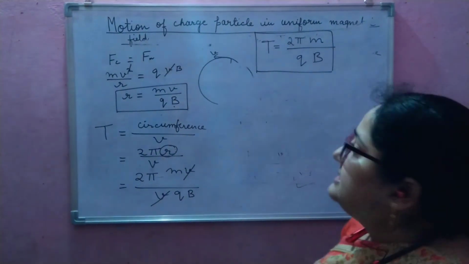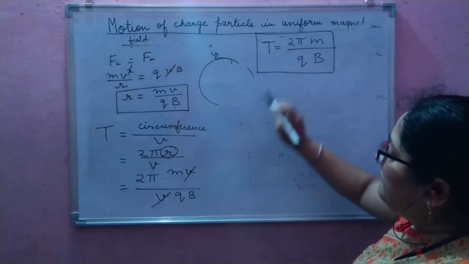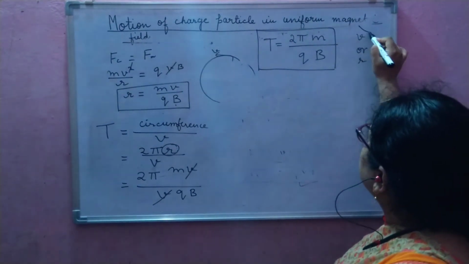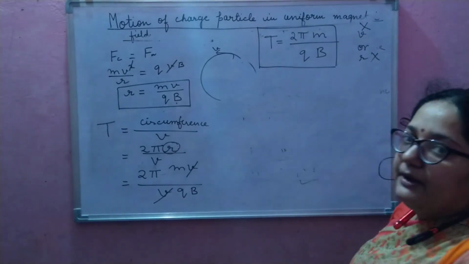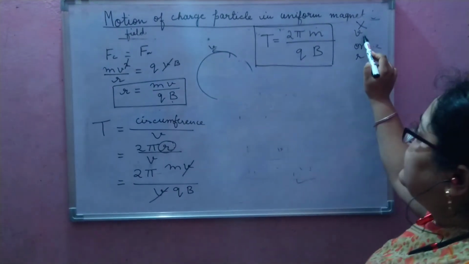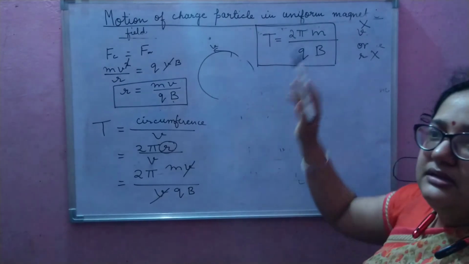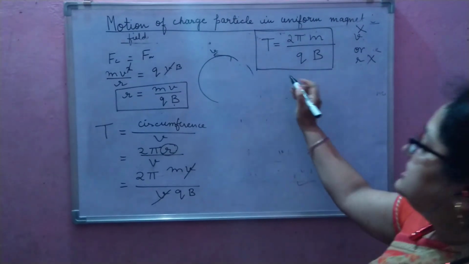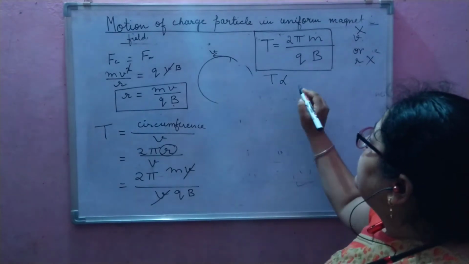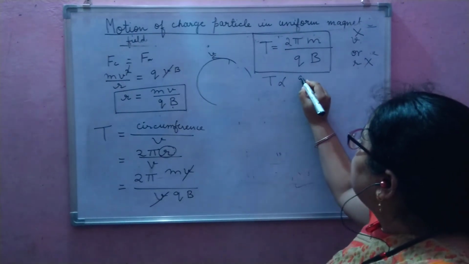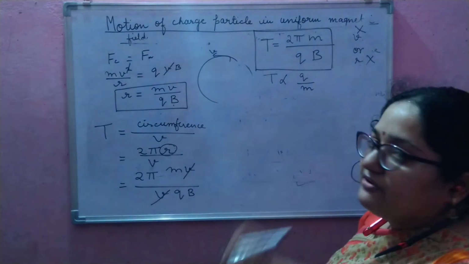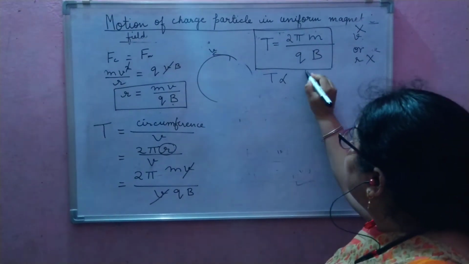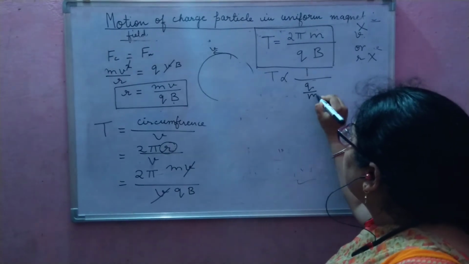From here we can see that the time period does not depend on velocity or radius, because if velocity increases, then the radius of the circle in which it moves also increases, so the time period remains constant. One more thing, this time period is inversely proportional to the charge to mass ratio, q by m.